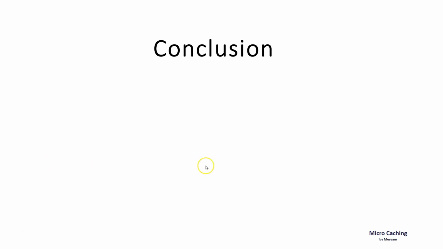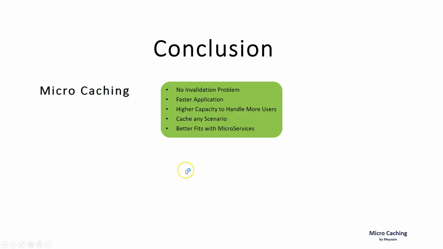Here I summarize some of the benefits of microcaching. As I mentioned before, in microcaching, invalidation is not an issue. So no invalidation problem for microcaching because the system has been developed in a way that invalidation is there from the beginning. And over the time, when you continue development, there is no problem with invalidation.